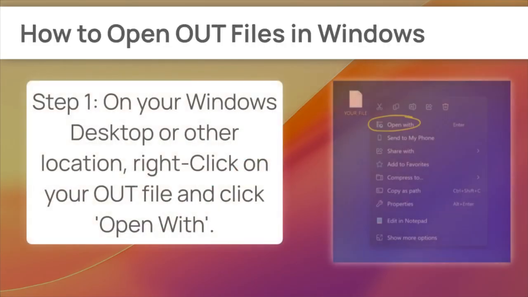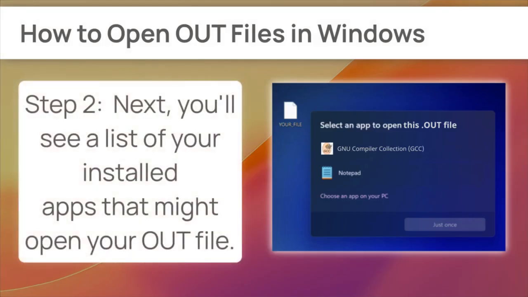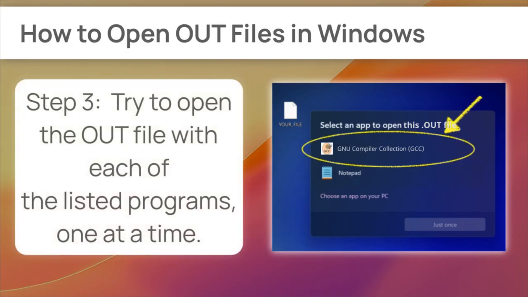Begin the search for the correct program. Right-click the OUT file and choose Open With. Use GNU Compiler Collection, GCC, first if available. If it's absent, select another application. Keep testing until the OUT file opens successfully.